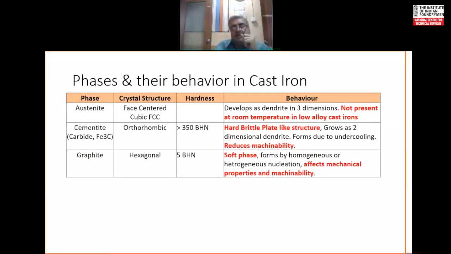Austenite, as we saw, has a face-centered cubic structure, and during solidification, three-dimensional dendrites are formed. Then as the temperature drops, it will get transformed into cementite and ferrite, etc. But normally in low alloy cast irons, austenite will not be present at room temperature.